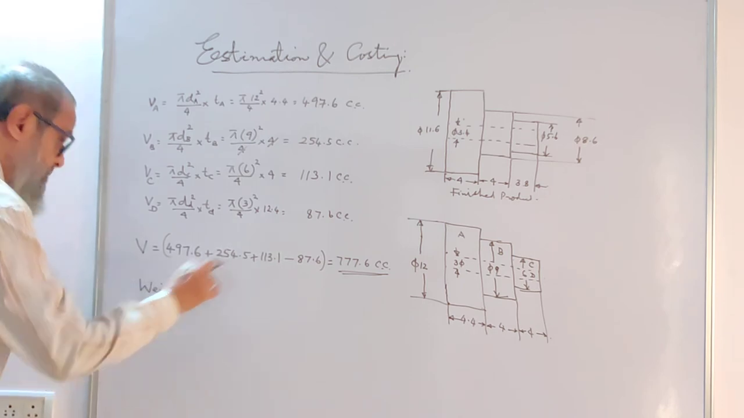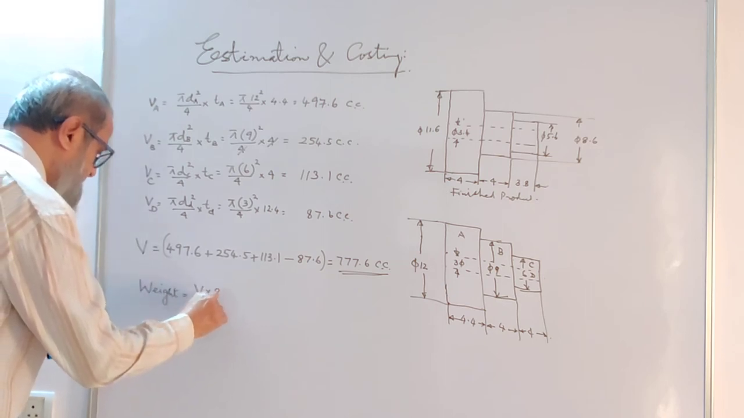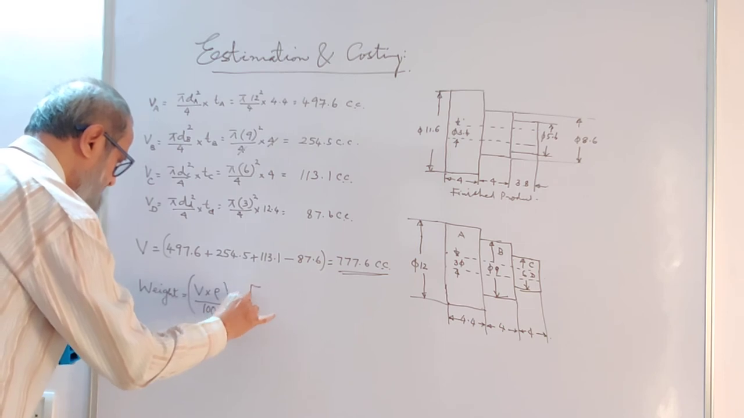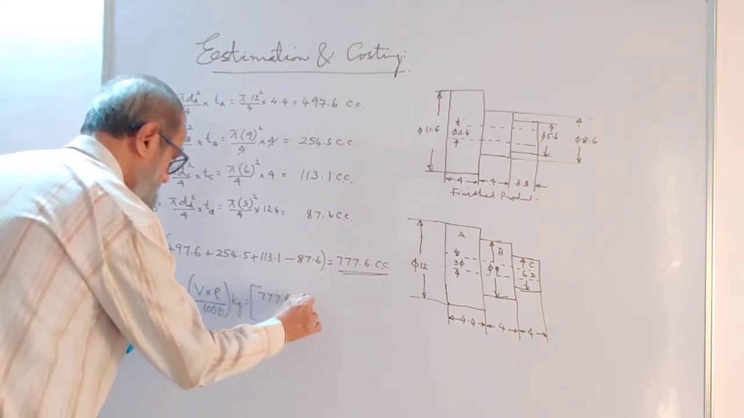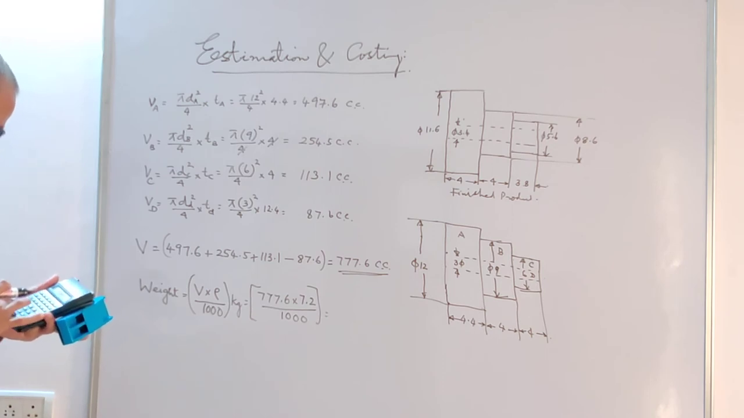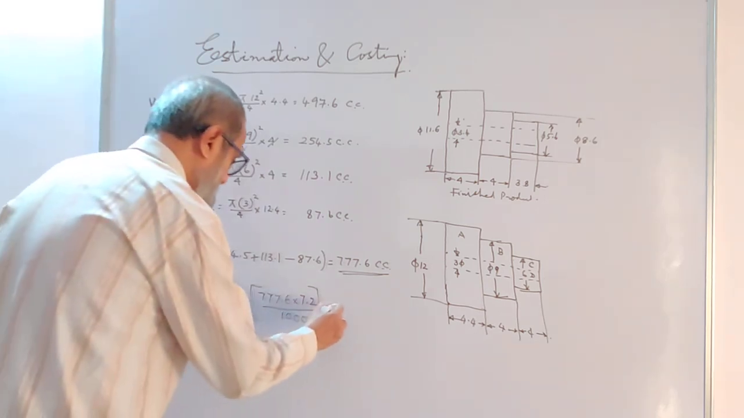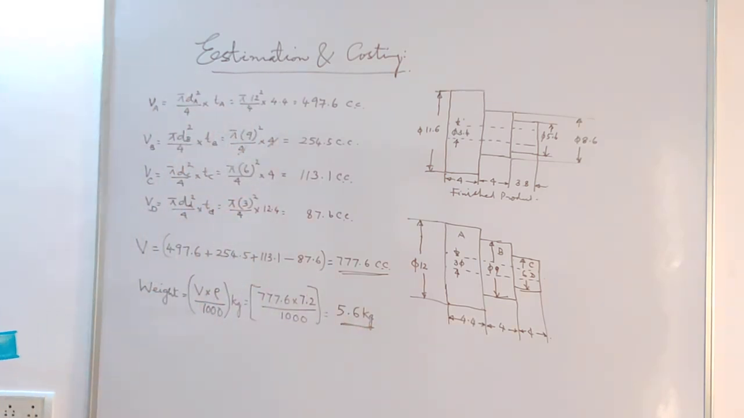Next, weight of one pulley. Now this metal, what is the weight of the metal, the casting, how much weight we have used per casting. That will be volume into density in grams per cc divided by 1000. You will get this in kg. So it is 777.6 into density, given as 7.2 gram per cc, divided by 1000. This will give me 5.598. I will take it as 5.6 kg. You can take it like that. It is approximately 5.6 kg. That is the total weight of one casting.